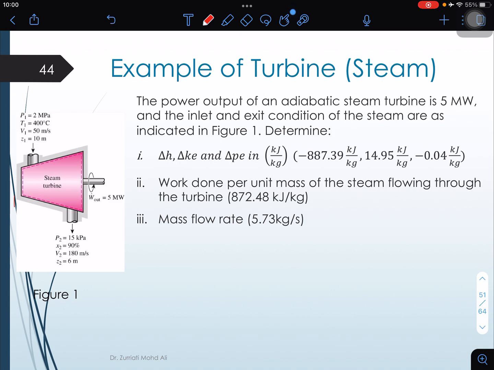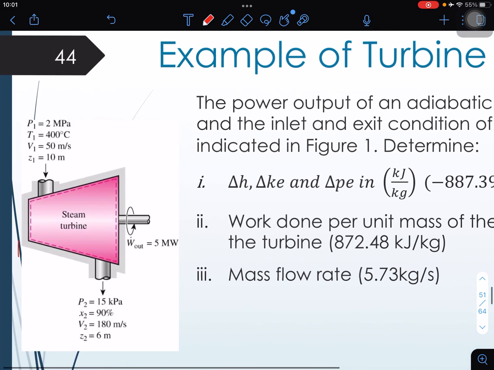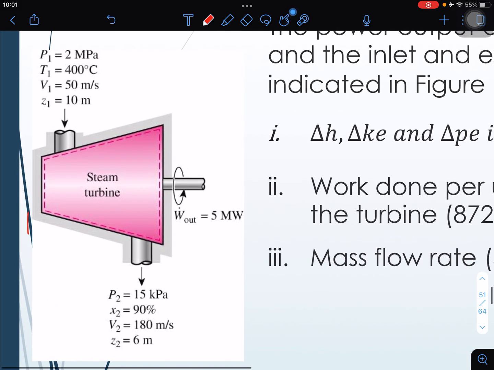Today I will show you an example related to the open system, which is a turbine. This question is designed for steam. In this case we need to use property tables to solve the problems, but first we need to understand the problems. The power output of an adiabatic steam turbine is 5 megawatt, and the inlet and exit condition of the steam are as indicated in figure 1, which is the figure at the left here.